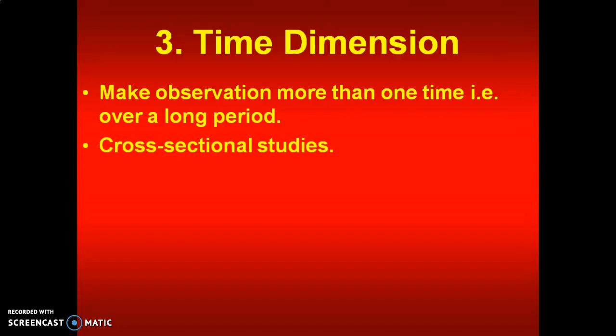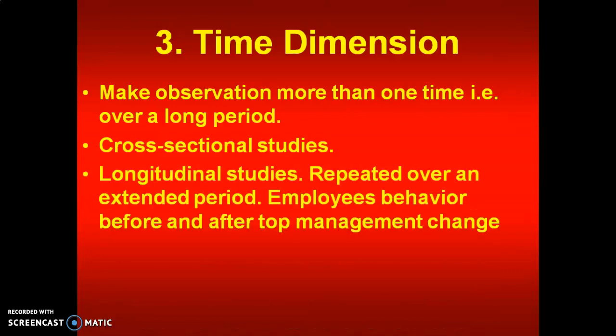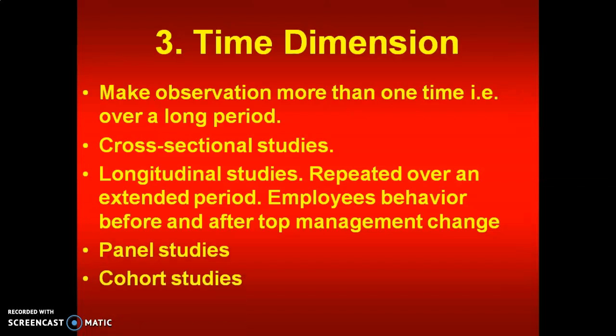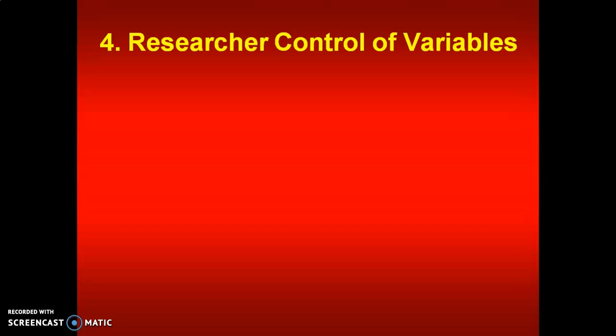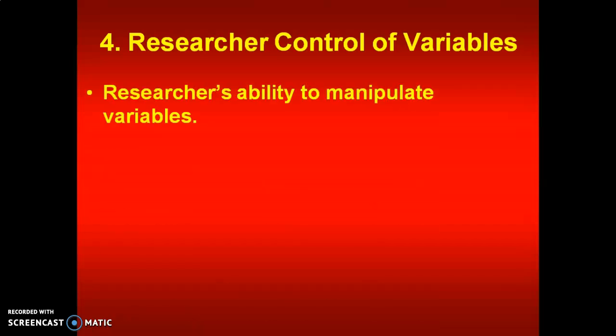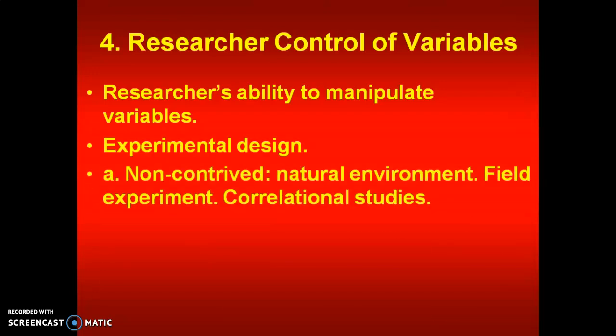It could be cross-section studies, I mean, taking inputs from different sections of the society. It could be longitudinal studies, or it could be panel studies. It could be cohort studies. Next, researcher control of variables. Now, the researcher's ability to manipulate, to play with the variables. It could be in the form of experimental design, natural environment, field experiment, or correlation studies.